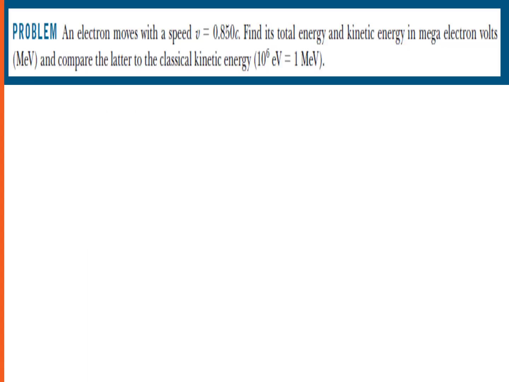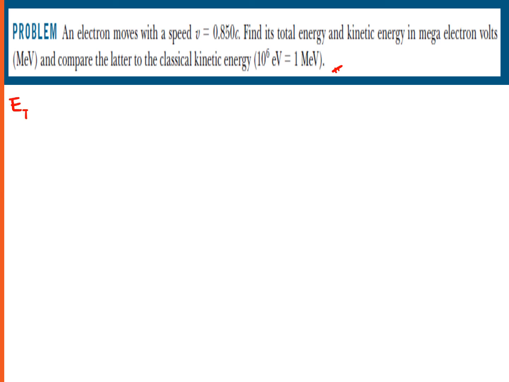So now let us apply the relevant equations to solve this problem. An electron moves with a speed v equal to 0.850c. Find its total energy and kinetic energy in mega electron volts and compare the latter to the classical kinetic energy. We're given the conversion factor that 10 to the power of 6 electron volts is equal to 1 mega electron volt. So let's begin by solving the total energy.